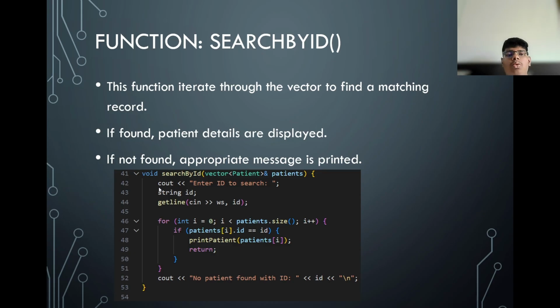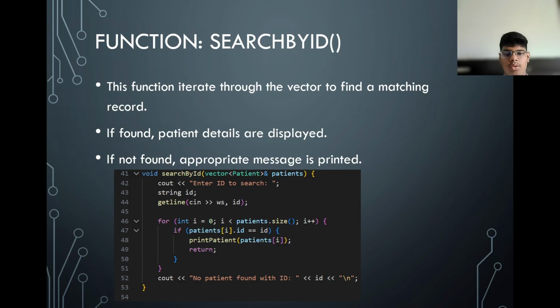It first shows the output asking the user to enter his or her ID. The string ID is where it is stored. You can see this. We are also using getLine to store the input in the variable ID. Then we have a loop iterating through the whole vector. Patients.size is the size of inputs inside the vector currently.